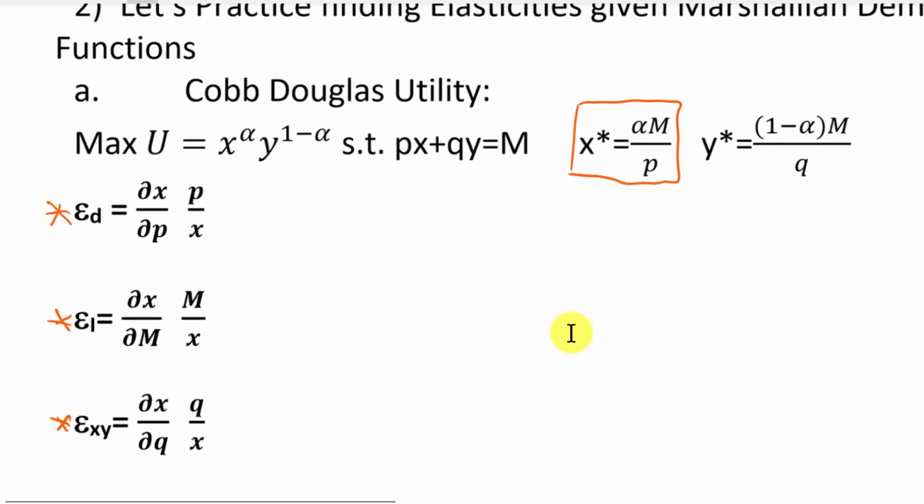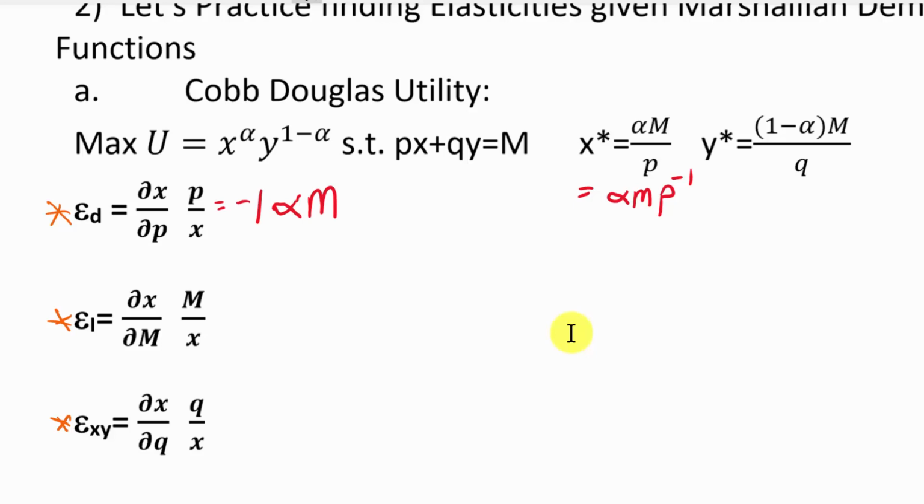So, taking the partial derivative of that function with respect to p, we can a little bit more easily see what we're doing here if we rewrite this as alpha m times p to the minus 1, right? That makes it crystal clear what we're doing when we're taking the derivative there. Multiply by the exponent. So we're going to have minus 1 times alpha times the budget times p, and then subtract 1 from the exponent, p to the minus 2 power. That's the partial derivative part, but then we have to multiply times p over x.